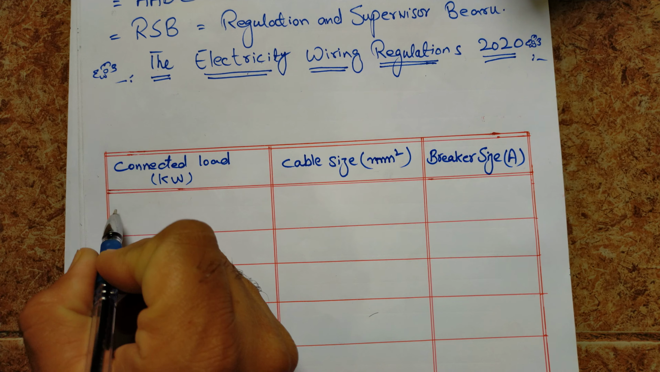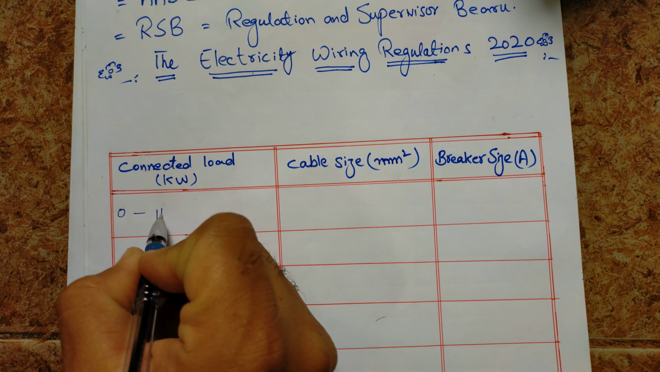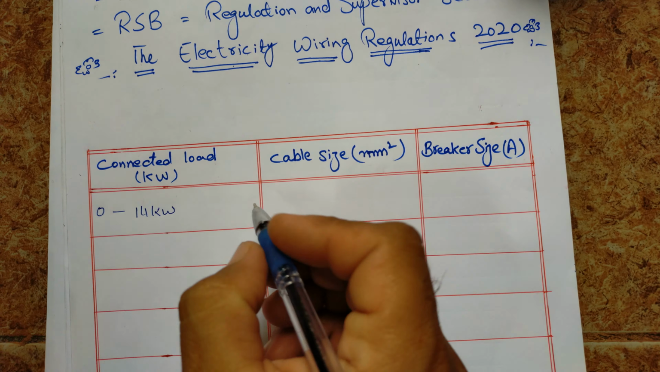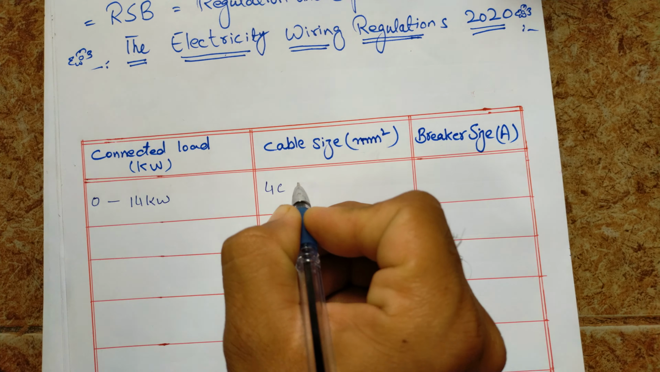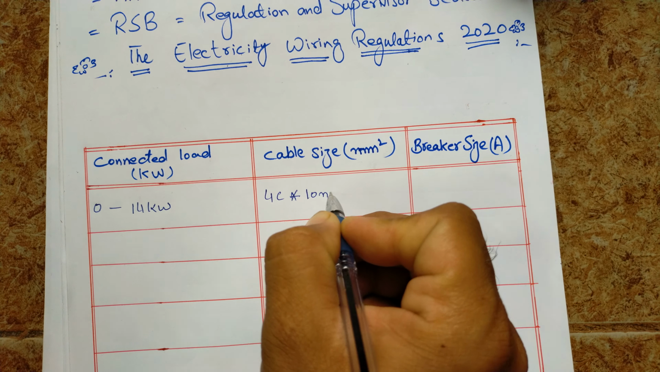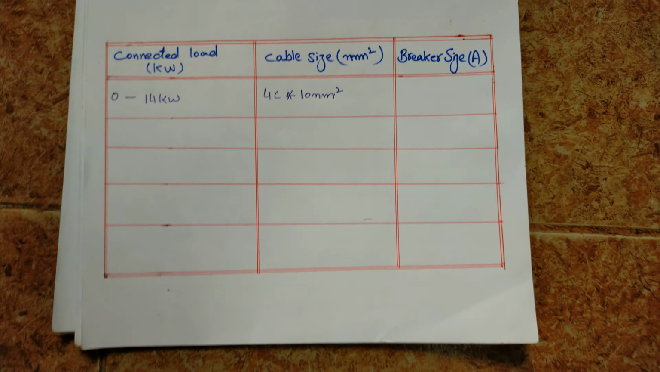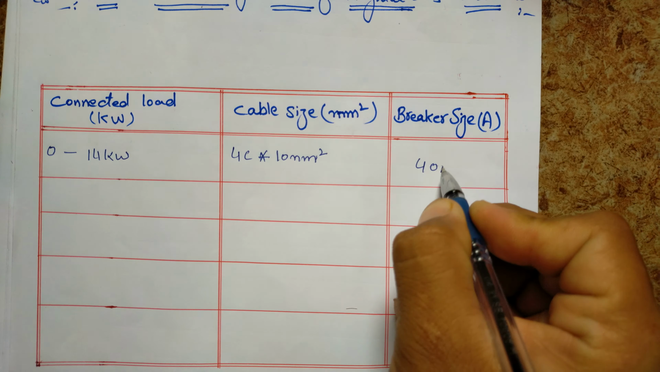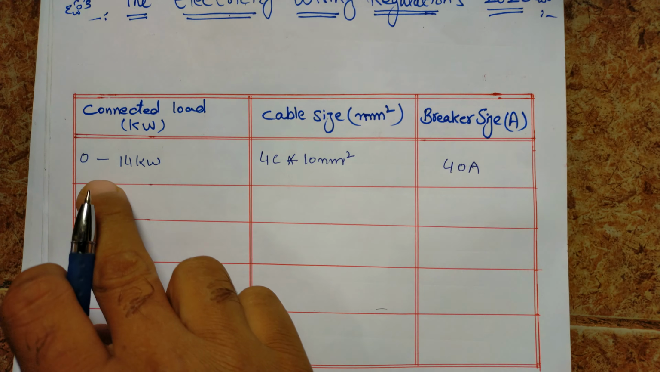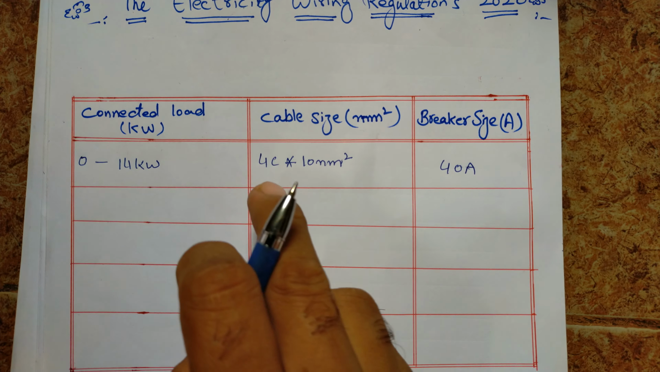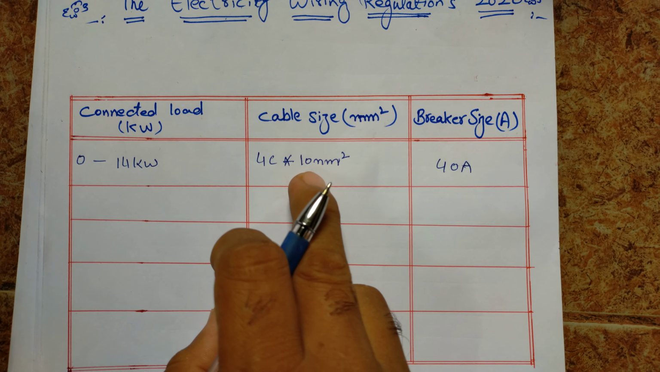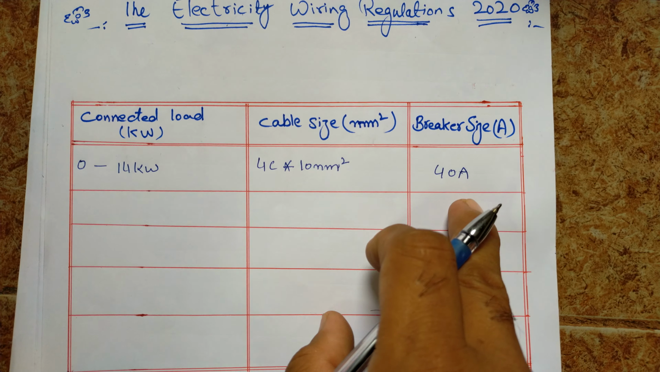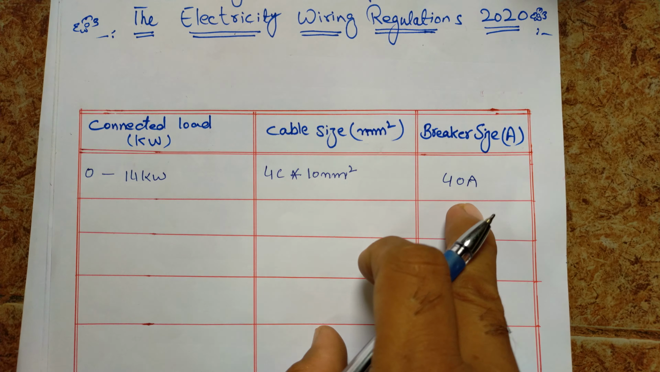Now if we have a load from 0 to 14 kilowatts, for this load we use a 4 core into 10 mm square cable, and for this cable we use a 14 ampere breaker size. For a load from 0 to 14 kilowatts we use 4 core 10 mm square wire, and the breaker for this cable is 40 ampere.